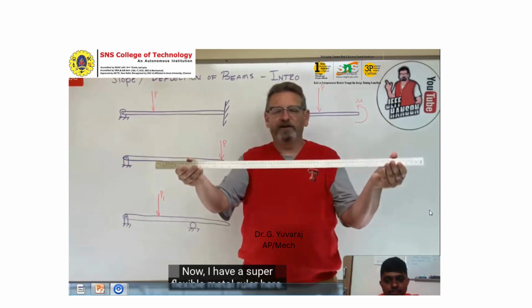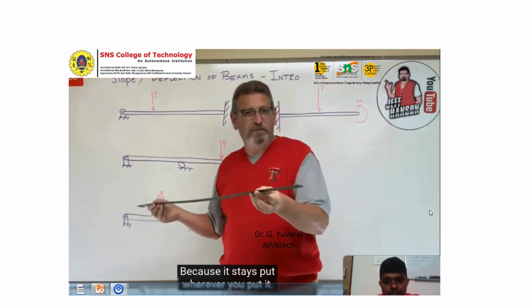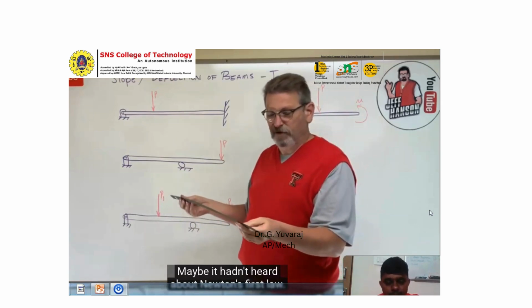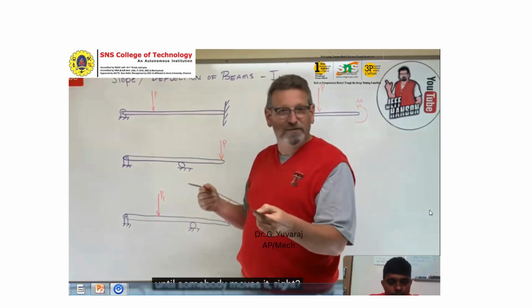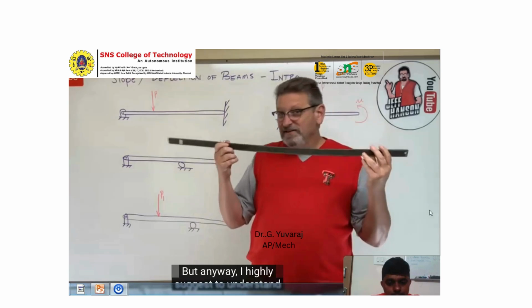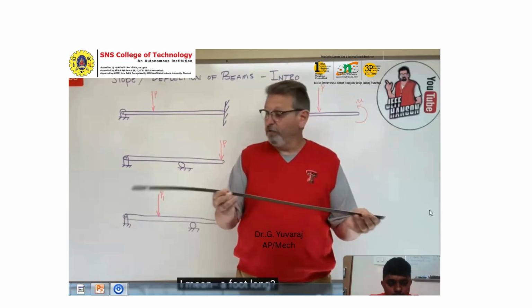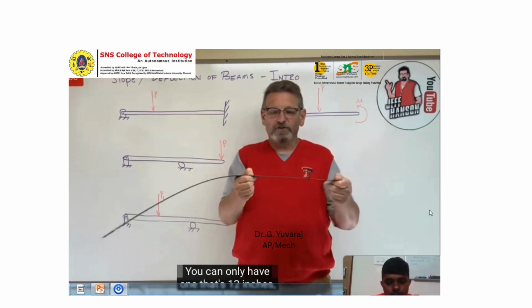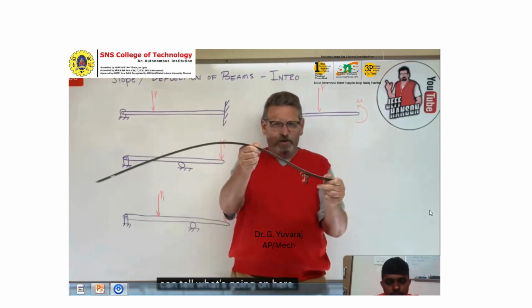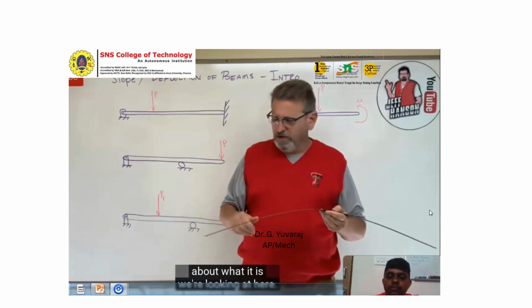I have a super flexible metal ruler here. It's called a stays put. You know why? Because it stays wherever you put it. Maybe you haven't heard about Newton's first law. An object at rest just stays there until somebody moves it. But anyway, I highly suggest that to understand these properly, you have a little metal ruler. You don't have to have one that's a yard long. You can have one that's 12 inches, because they're easy to bend, and you can see the deflections and get a physical understanding of what it is we're looking at here.